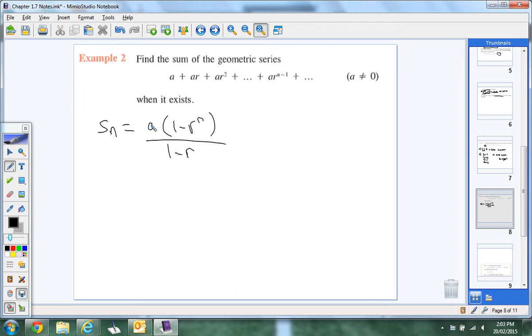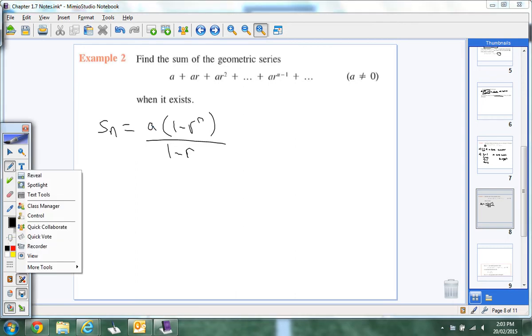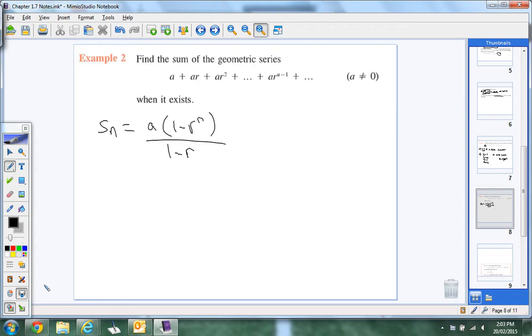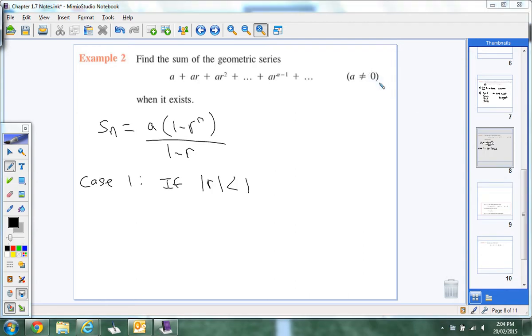What we're going to do is look at different cases here. Just one second, guys, hold on. We're going to look at 4 different cases. The first case is when the absolute value of r is less than 1. That pretty much means what? It can be less than 1, yes, and it also includes fractions, like 1/2 and so on.